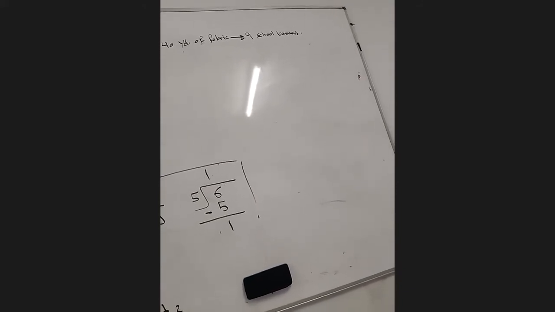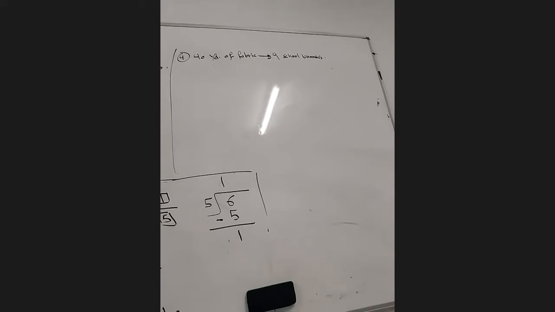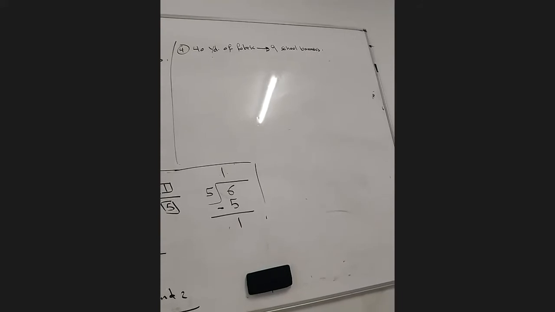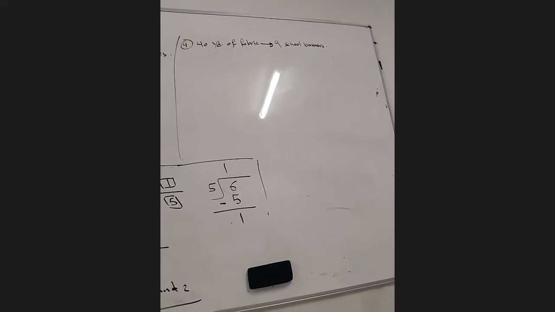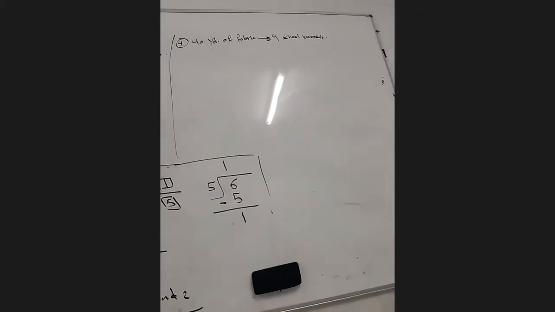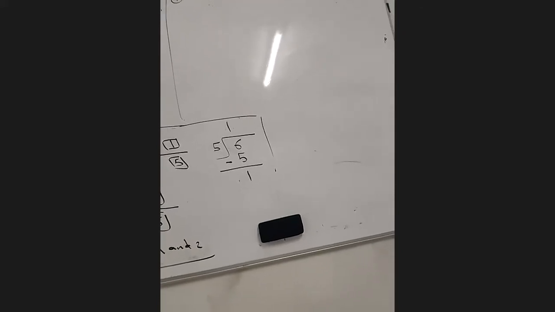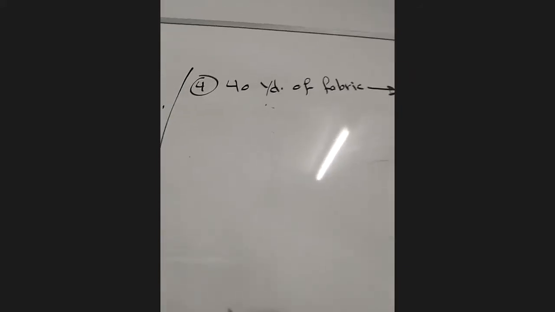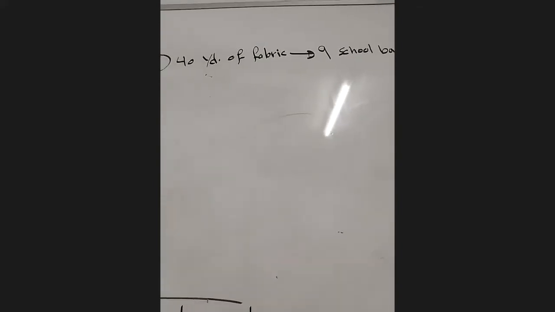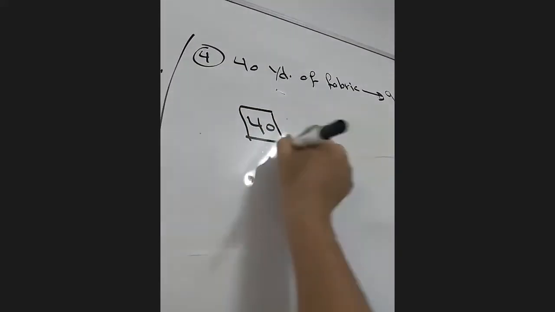Between what two whole numbers does the answer lie? So first we'll find the number, then we will tell between which two numbers. Each banner uses what over what? What will we divide by what, Ghassan? 40 divided by 9. Exactly. So our fraction is 40 over what?